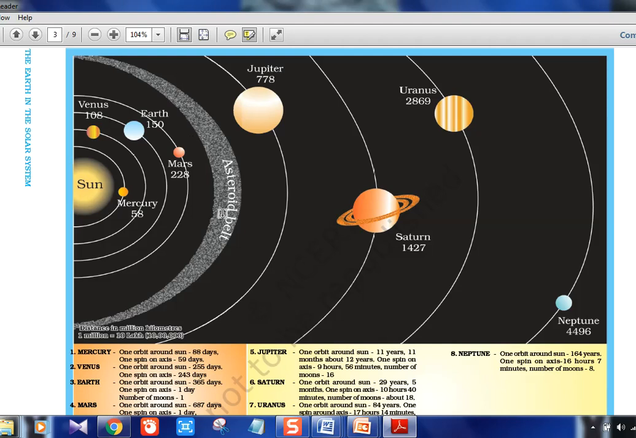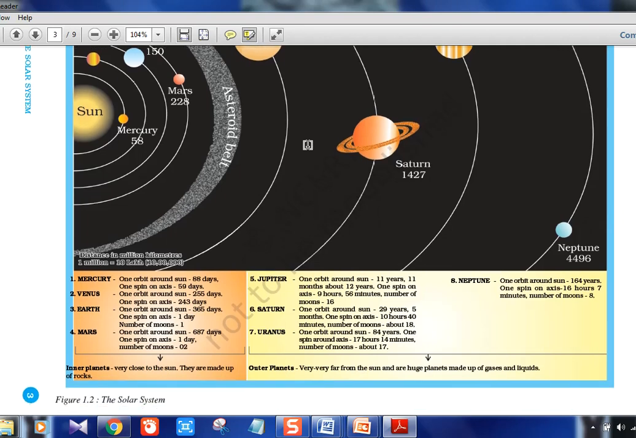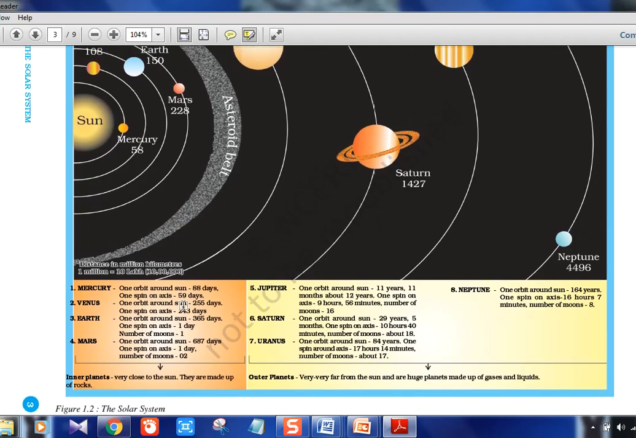Okay, and if you see, the rings are shown in the picture only for Saturn, but we already saw that Jupiter and Uranus also have rings. Now below they have given a lot of information like how much time they take to revolve, rotate and all those things. Not at all important. This is the order only you will need to know.